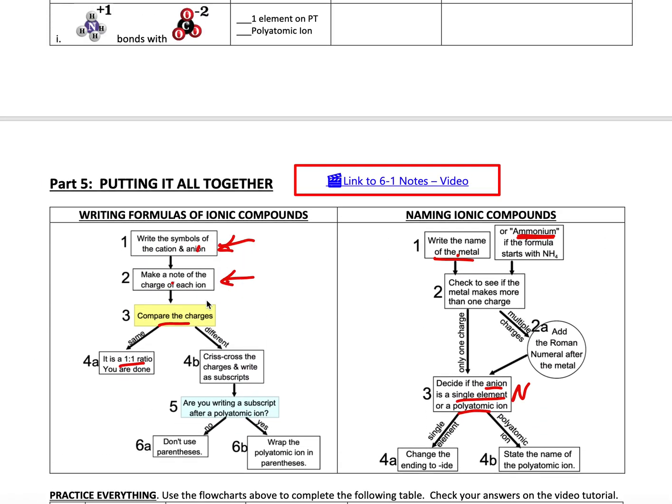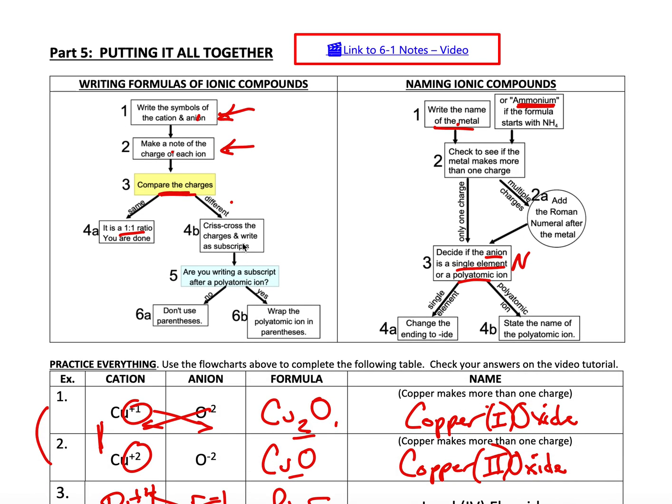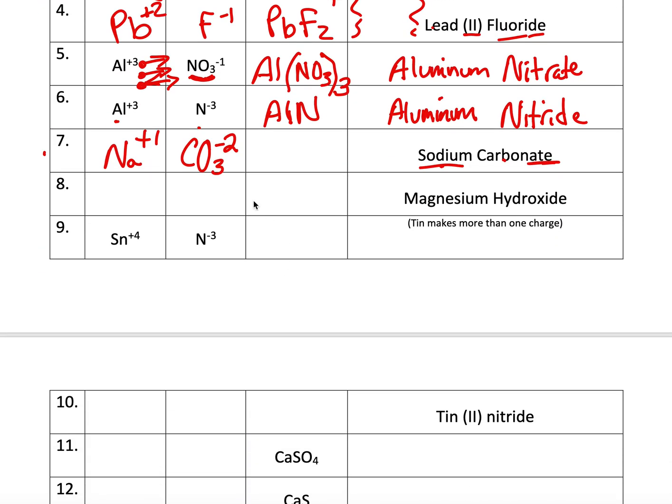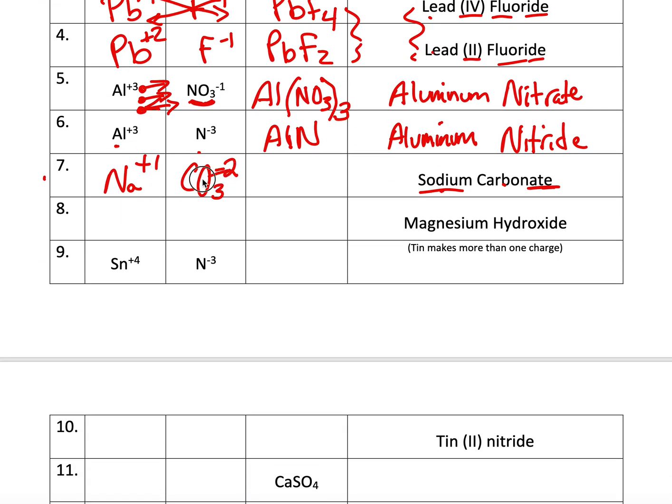So we've done step 1 and 2. Now we compare the charges. They're obviously different. We got a 1 and a 2. Crisscross them and write subscripts. And then we have to think about, are we writing a subscript after a polyatomic? Well, the 2 is going to go after the Na. So it's Na2. Don't put the Na in parentheses. It's not a polyatomic. No parentheses for something that's not a polyatomic. Then the 1 is going to go after the carbonate. I'm not going to write a number after carbonate, so I'm not putting it in parentheses. It's only if you have more than 1 of the same polyatomic. It's only if you're going to write a number down here. But right now I'm not, so I don't have to use parentheses.